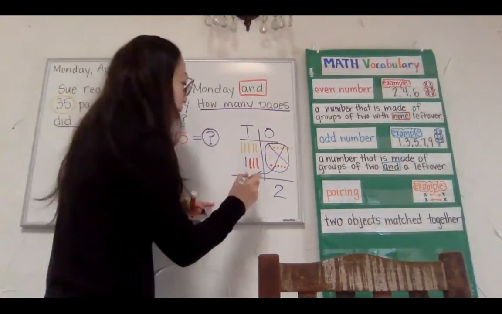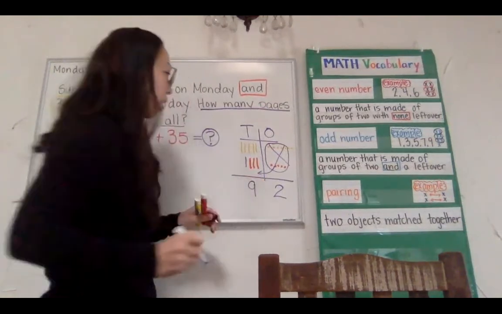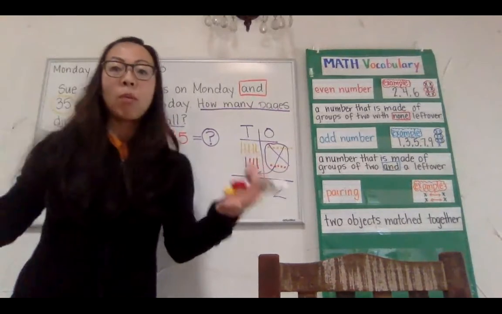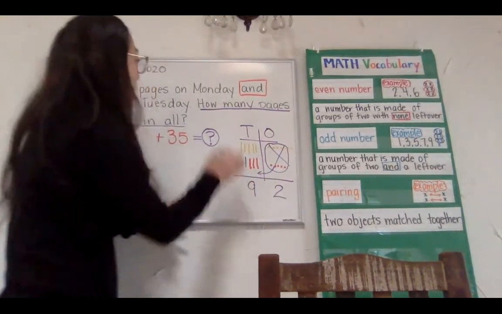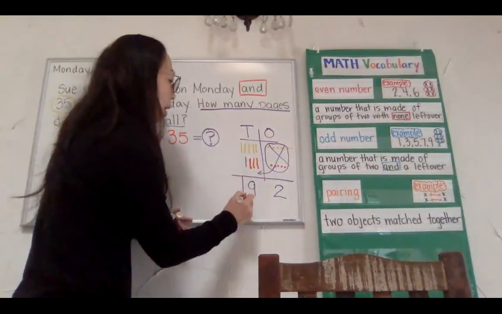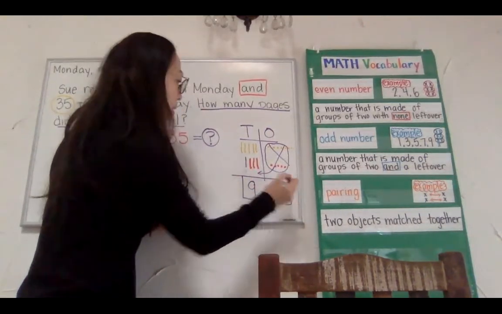And 1 more gives us 9. So this is where we box up the sum, because the sum is our job. We're figuring out the sum. So how many pages did Sue read in all? 92. So we box up that sum.